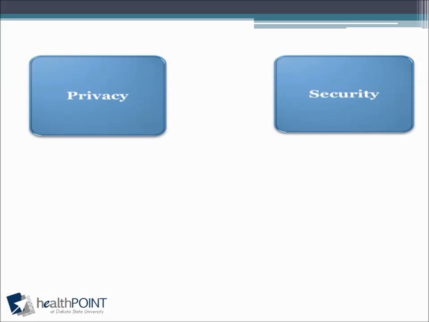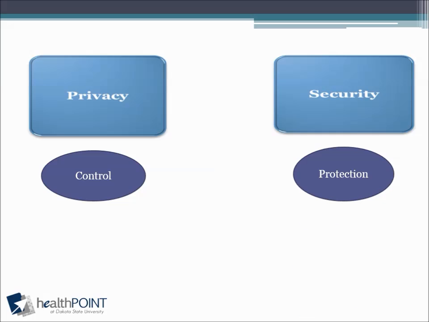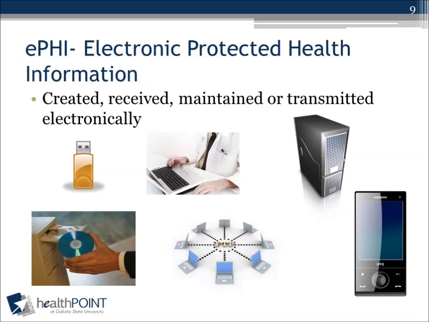Now, I want you to understand, with these two sets of rules, we really couldn't have one without the other. Privacy is all about control and the way that people interact with and use the information. Security is all about protecting the information while we are doing those things. The privacy rules apply to all PHI, regardless of format, and the security rules only pertain to electronic PHI. Well, let's talk about what electronic PHI is, because sometimes there is some confusion about what that is.